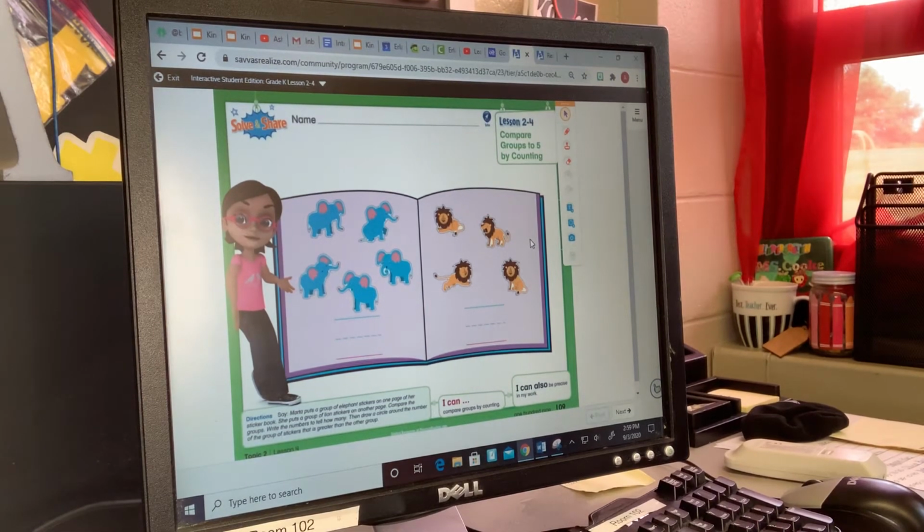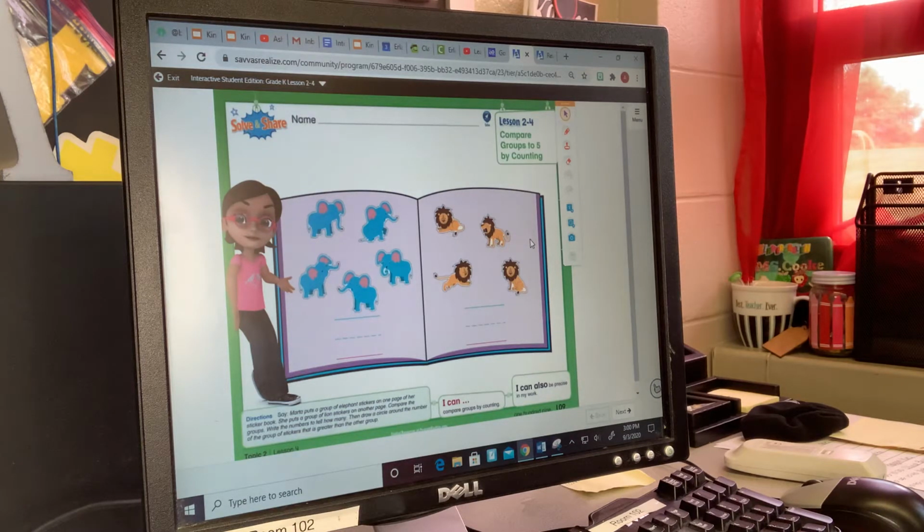So far, we have been learning how to compare two different groups of objects by drawing a line to match one image to another image. So we have learned what the word greater than means, which means I have more than another group. We have learned what less than means, which means I don't have as much as the other group. And we have also learned what equal to means, which means I have the same amount in both groups.